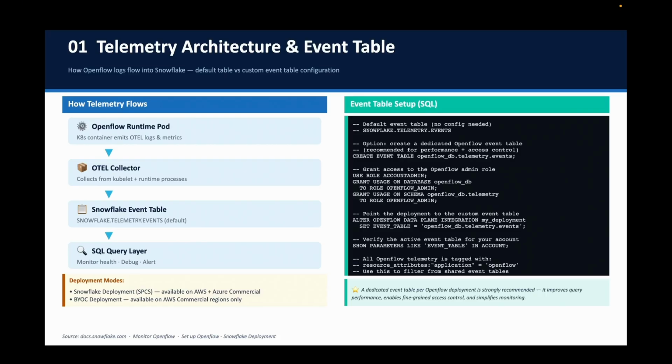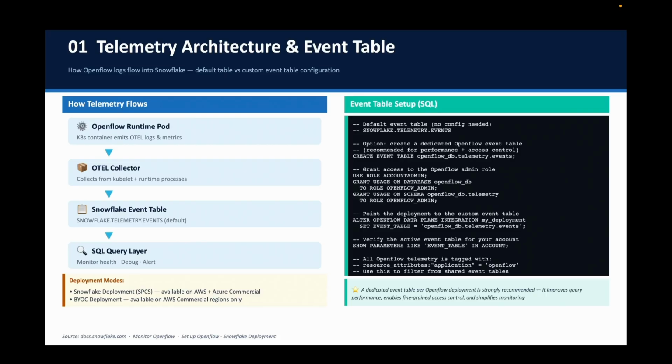create an event table called events under the openflowdb.telemetry schema. Grant access to the Openflow admin role. In this syntax, use role account admin. Grant usage on database OpenflowDB to role Openflow admin. Grant usage on schema OpenflowDB.telemetry to role Openflow admin.